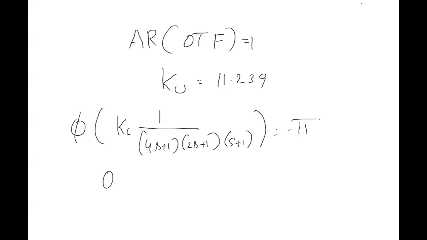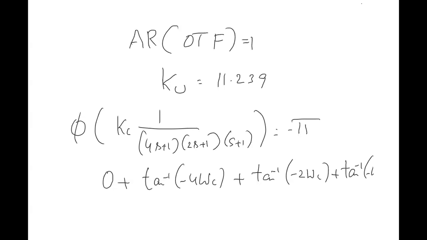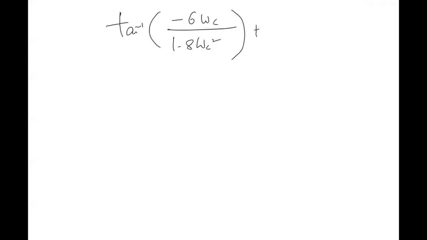So what is the phase angle of Kc? 0. What is the phase angle of 4s plus 1? Tan inverse of minus 4 omega c. What is the phase angle of 1 by 2s plus 1? Tan inverse of 2 omega c plus tan inverse of minus omega c, which is equal to minus pi. So tan inverse of minus 6 omega c by 1 minus 8 omega c square plus tan inverse of minus omega c, which is equal to minus pi.